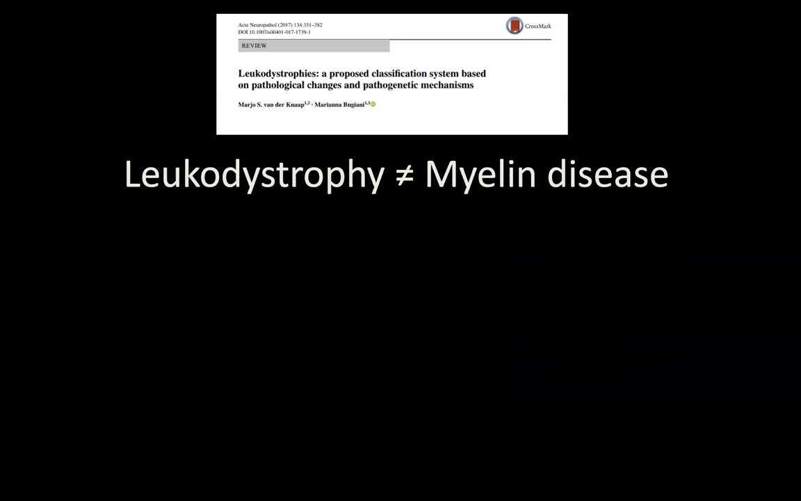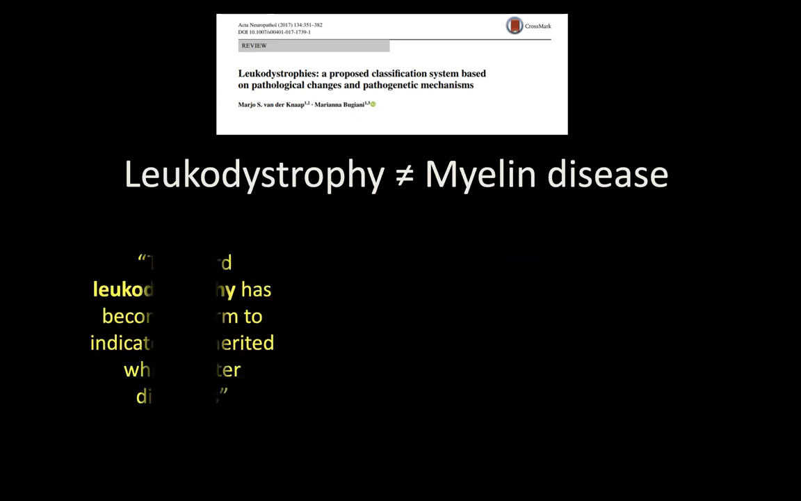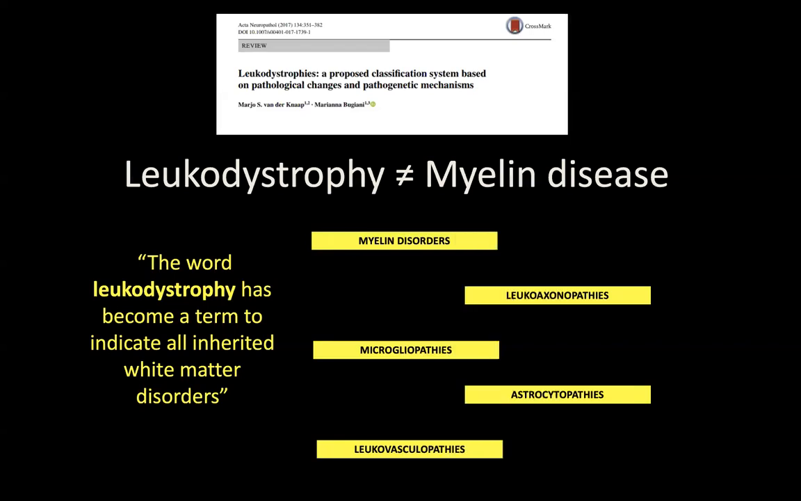So let's start with part one, which will be the first of the 3 videos that I'm going to record on this topic, leukodystrophy. First of all, coming back to this paper by Marianna Bugiani and Marjo van der Knaap, what we learn is that leukodystrophy doesn't mean myelin disease, or at least not only myelin disease. This definition is very important. The word leukodystrophy has become a term indicating all inherited white matter disorders.